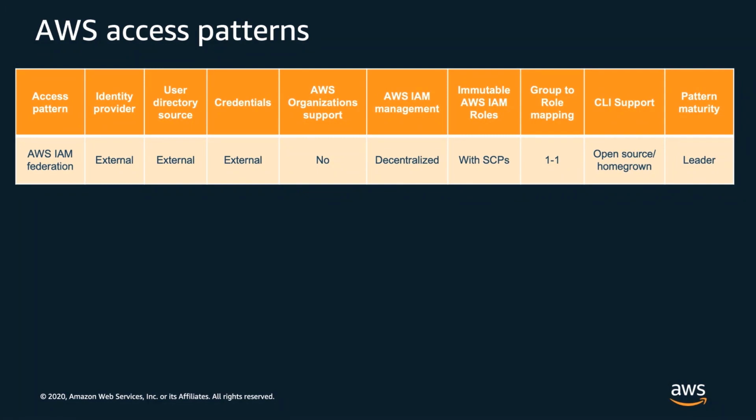And if we summarize this access pattern, it's known as AWS IAM Federation. So the identity provider, the user directory source, and credentials, including the MFA controls, are all configured externally. There's no support for AWS Organizations, and we'll get into more about why AWS Organizations is important when we talk about AWS SSO. The AWS IAM management is decentralized, so this really relates to the management of the IAM resources, like the AWS IAM identity provider and the roles.